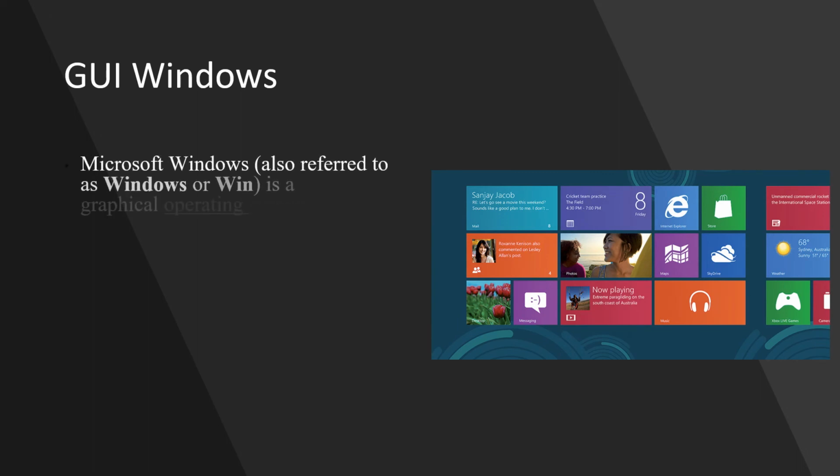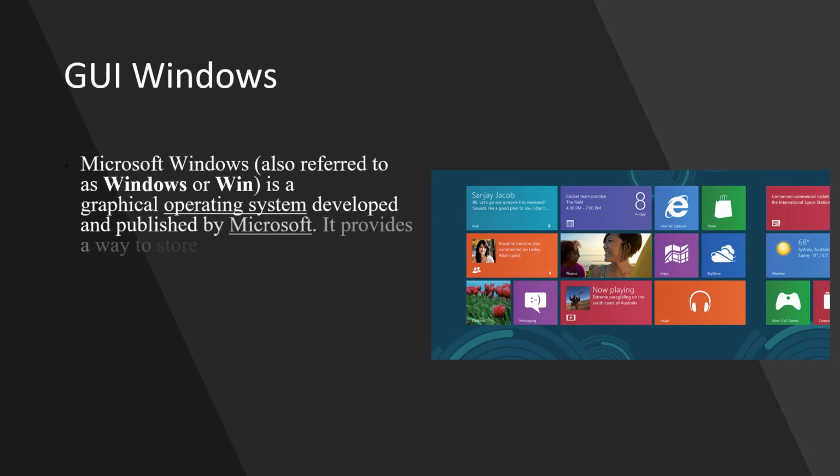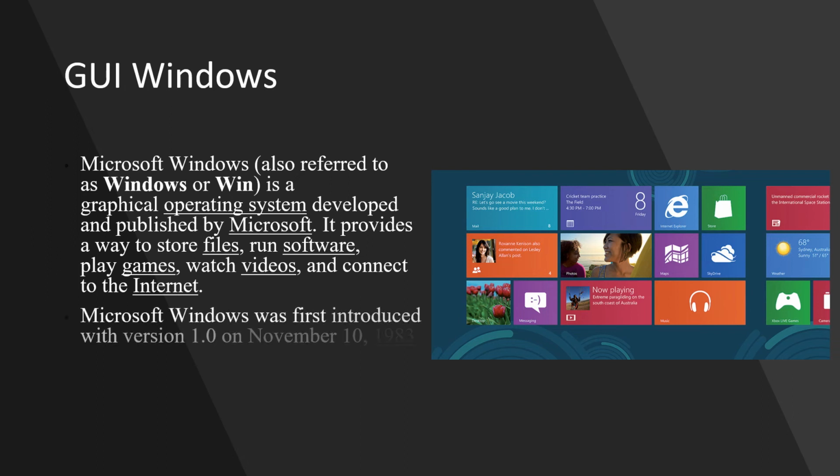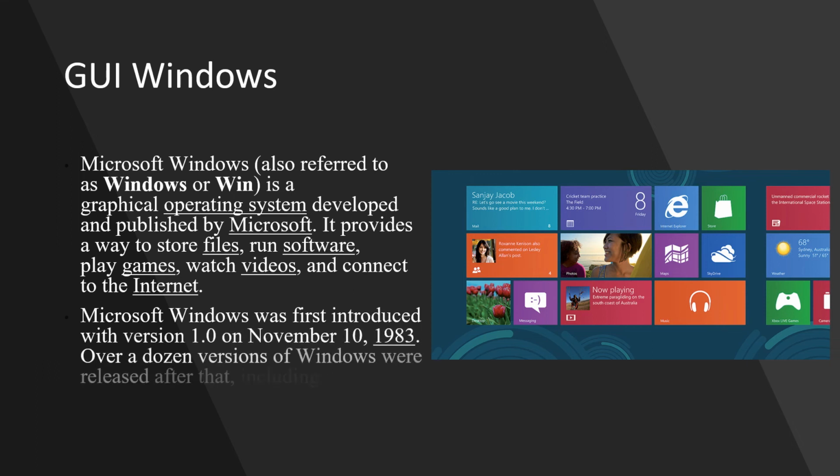Microsoft Windows, also referred to as Windows or Win, is a graphical operating system developed and published by Microsoft. It provides a way to store files, run software, play games, watch videos, and connect to the internet. Windows was first introduced with version 1.0 on November 10, 1983. Over a dozen versions of Windows were released after that, including the current version, Windows 10.